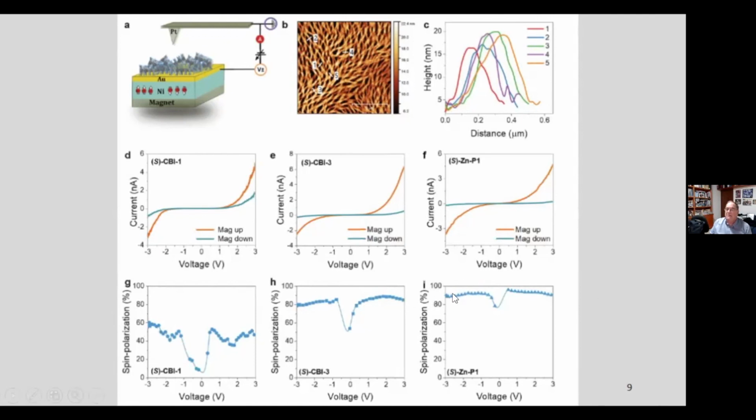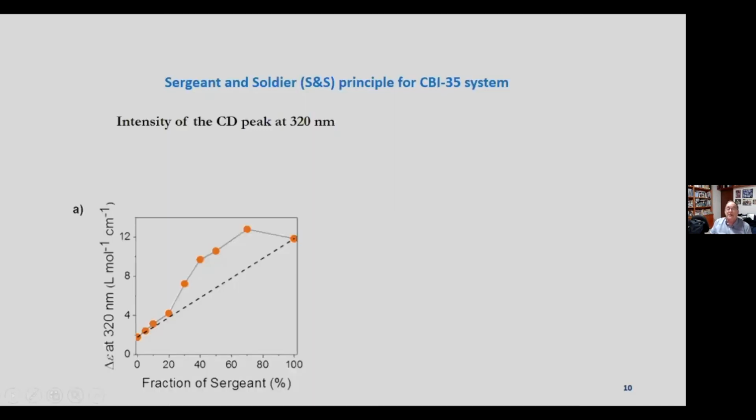So clearly, the spin polarization is not a local property of a single molecule, but it's a property of the wire. And to prove it, we did the following. In supramolecular chemistry, people use what is called sergeants and soldiers. What it means is they mix some chiral molecules with achiral molecules and induce the formation of a supramolecular structure. And what is found is that if you dope the achiral molecules with some chiral molecules, the chiral molecules induce chirality on all the supramolecular structure.